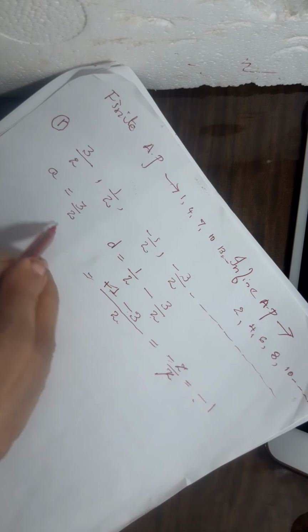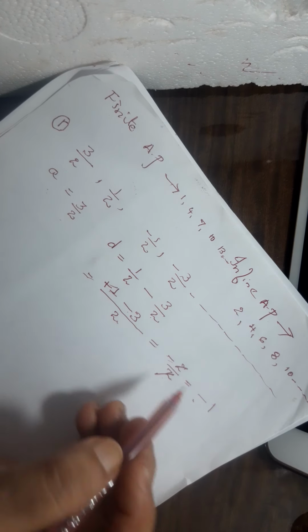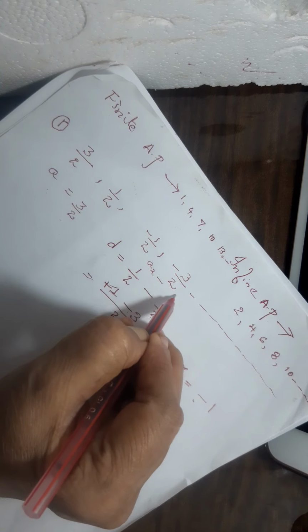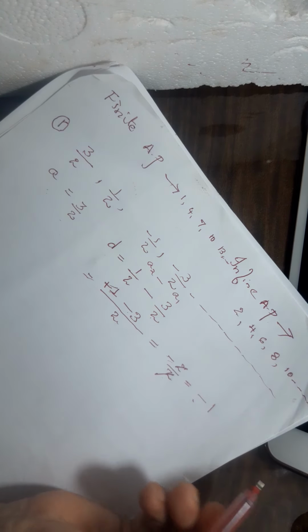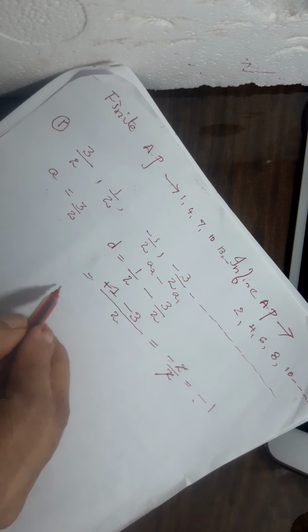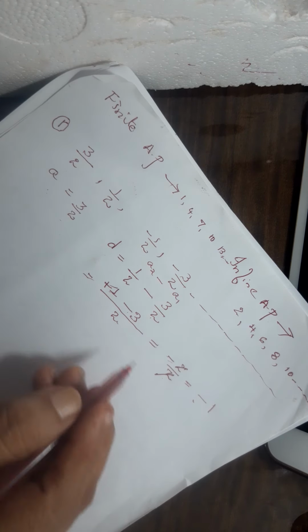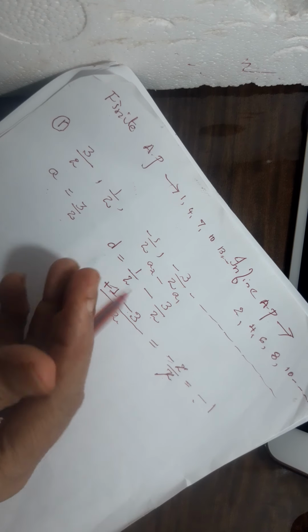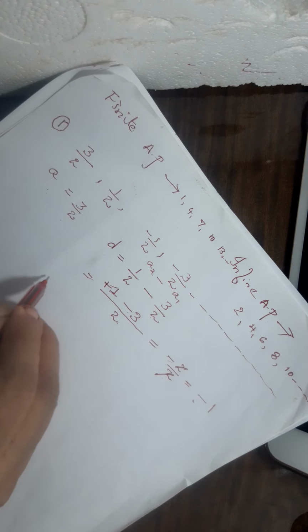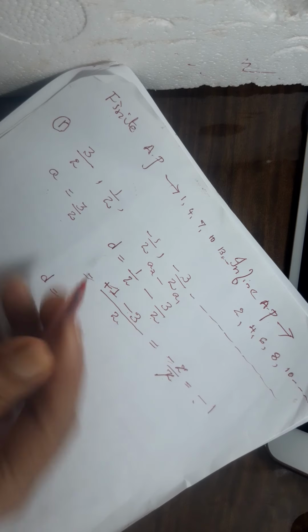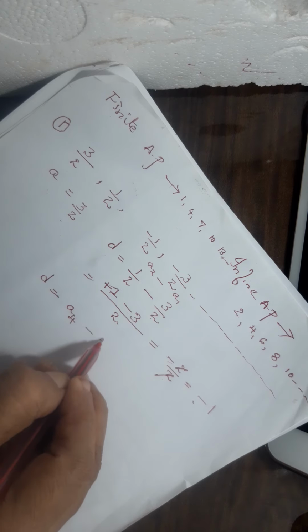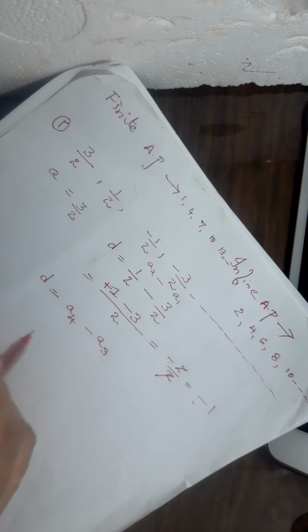So, what is your A? A is 3 by 2. D is, you have done A2 minus A1 actually. And it is equal to minus 1. Suppose you want to make sure whether D is correct or not. If you want to verify, then take one more term. D is equal to, in your AP, I will do here A4 minus A3. Any two I will take.